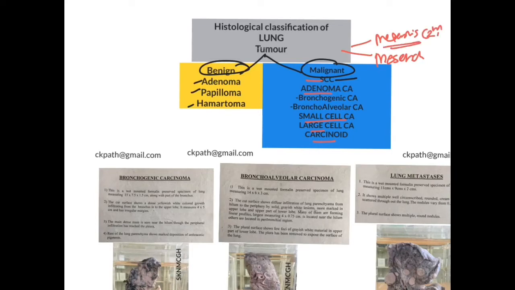Metastasis is the second most common tumor in the lung. Squamous cell carcinoma is the most common tumor in the lung, followed by adenocarcinoma. Adenocarcinoma can be bronchogenic or bronchoalveolar carcinoma, but the newer classification shows that adenocarcinoma can be divided into three parts now: pre-invasive, invasive and minimally invasive. So pre-invasive carcinoma is called AAH or adenocarcinoma in situ.